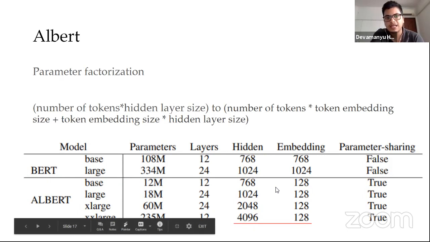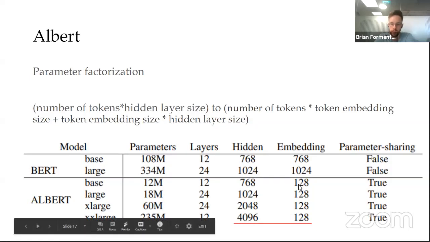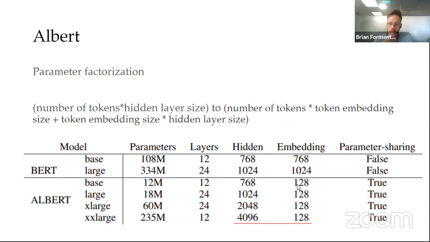So your slide also mentions parameter factorization, right? It's the input part, I guess. It maps the embedding of each token into a low dimensional space and then projects it to the hidden space. Okay, yeah. So in this case, the embedding, they always keep it at 128, compared to BERT.